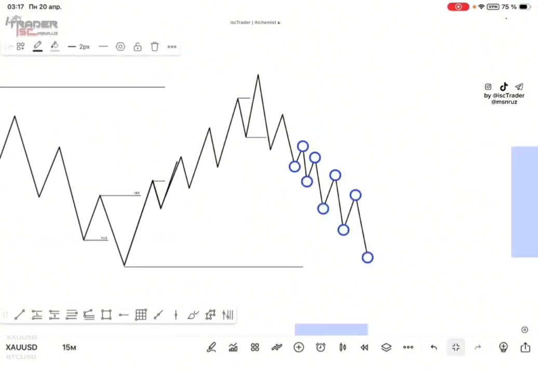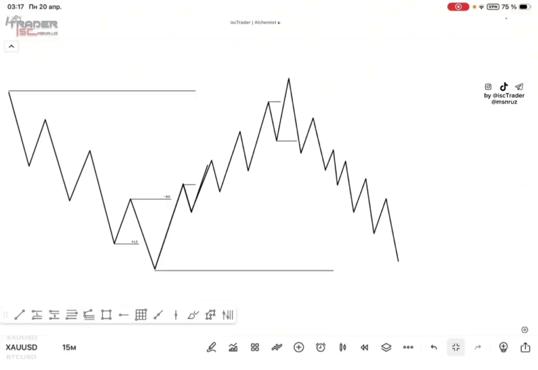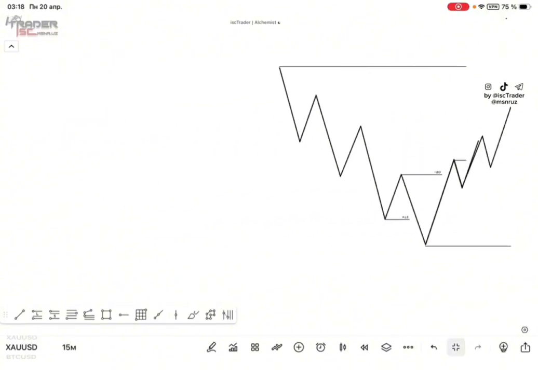Take a look. We learned the market structure. So there's a higher high, higher low, higher high, higher low, a liquidity sweep, a breakout, and the market trend changes. Okay, inducement. What is inducement? Okay, we'll also look at the inducement now.